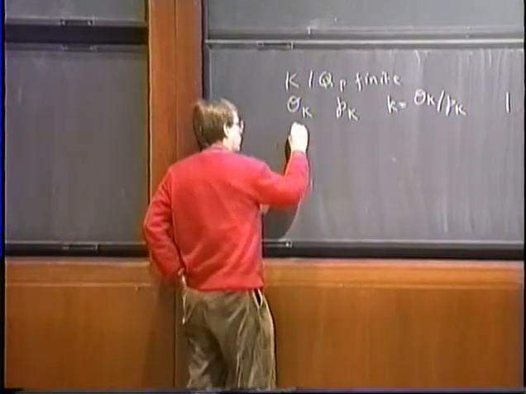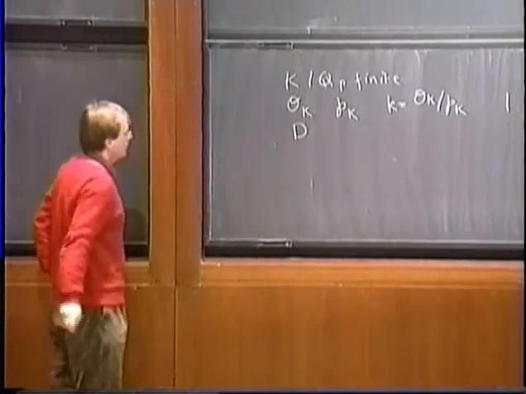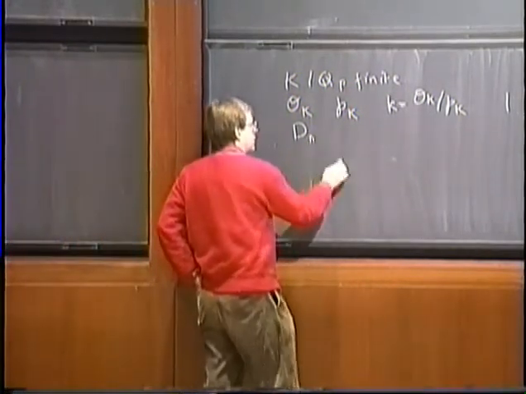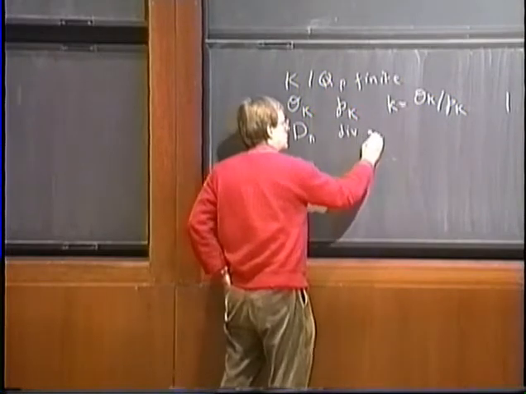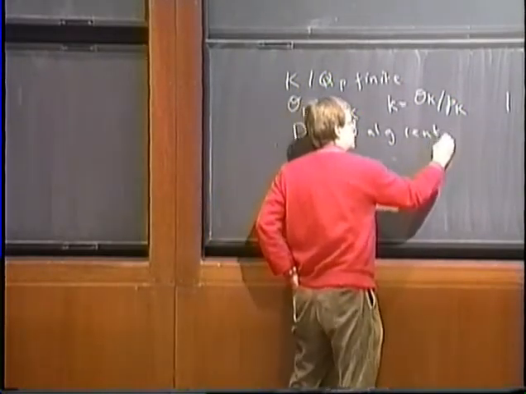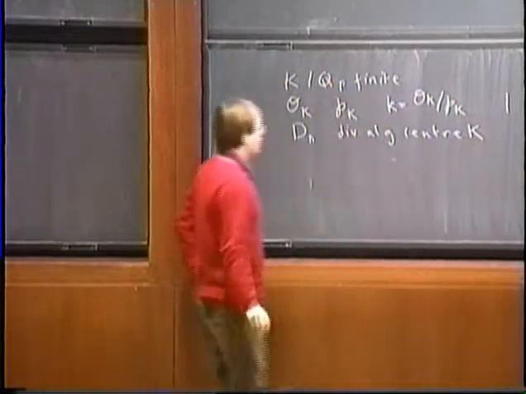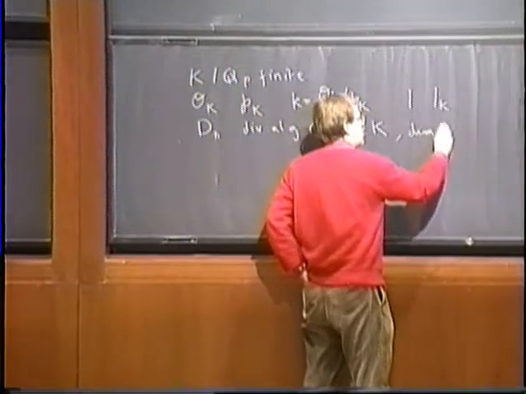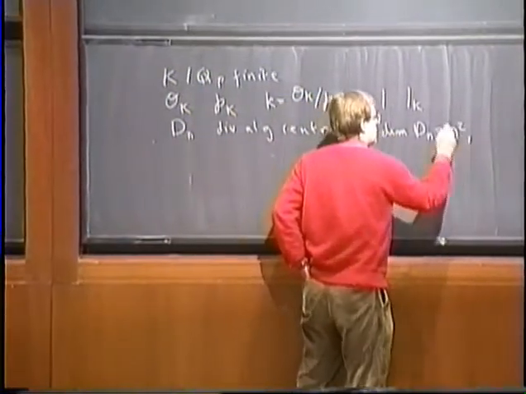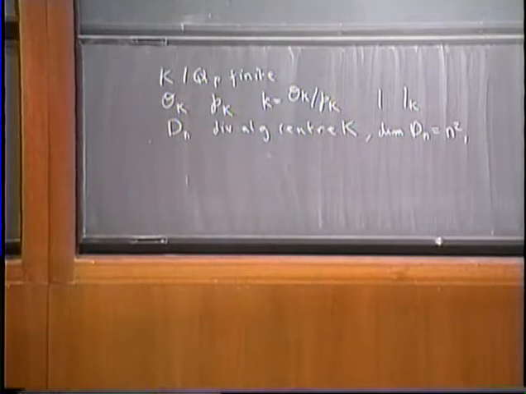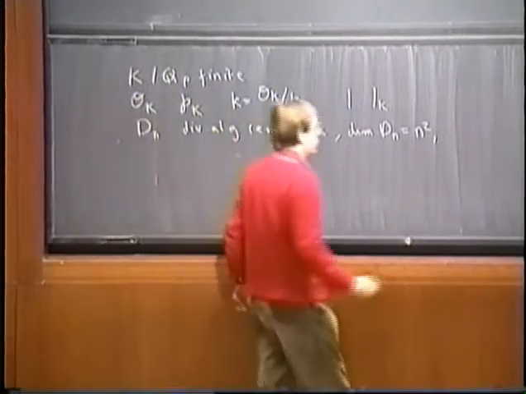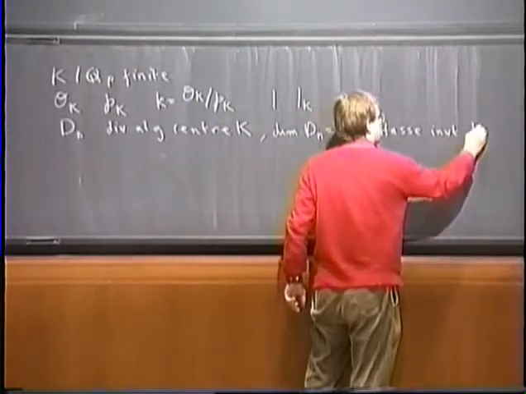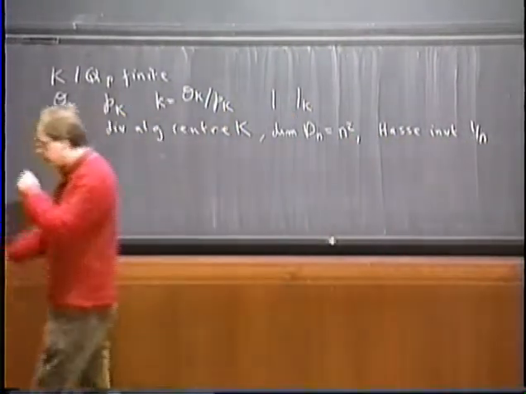Also, a role will be played by certain division algebras with center K, so I will let Dn be the division algebra with center K and with dimension n squared. There are Euler phi function of n of such things, and I want to take the specific one which has Hasse invariant 1 over n.